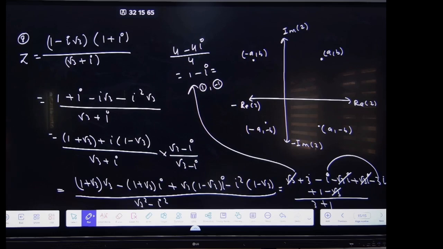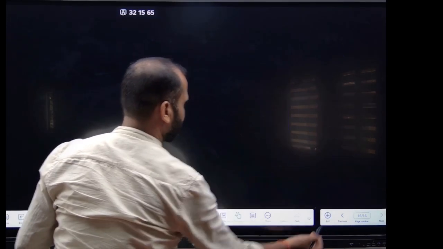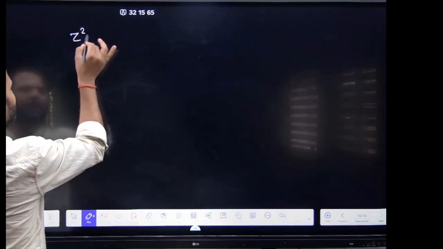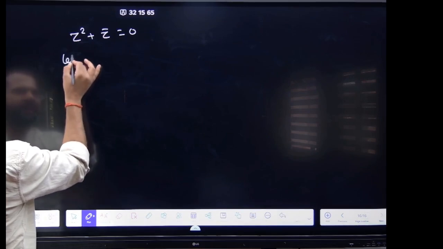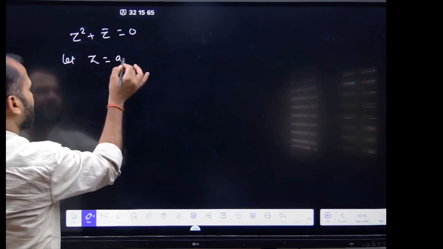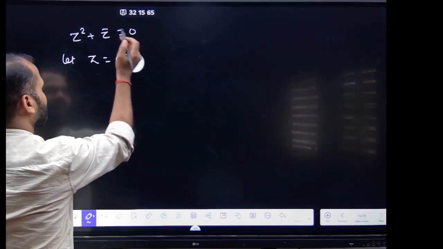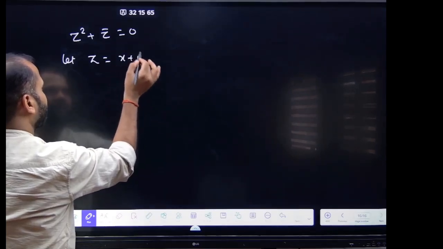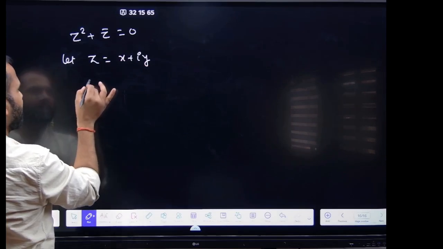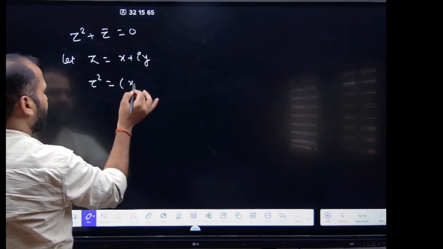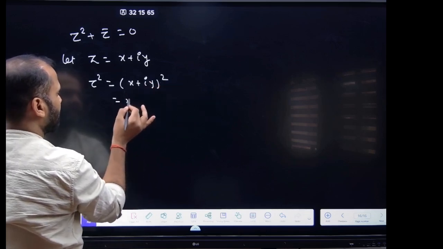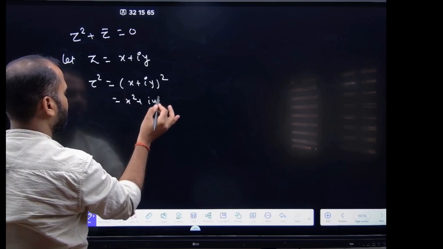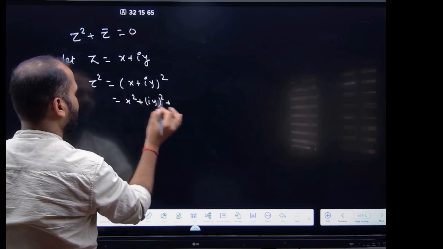Should I solve? Just see how to solve the next one. Tell me the question. z square plus z bar is equal to 0, right? I'll take any z. Let z is equal to a plus iota b, or better you take x plus iota y. What is z square? You tell me how to calculate. x plus iota y the whole square, right? This is a, this is b. a square, b square, 2ab, correct?